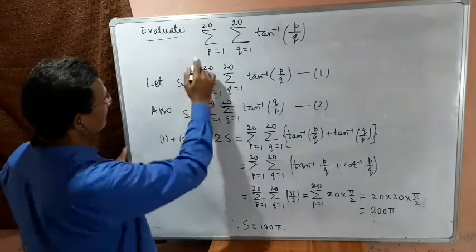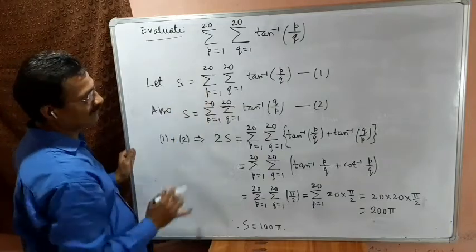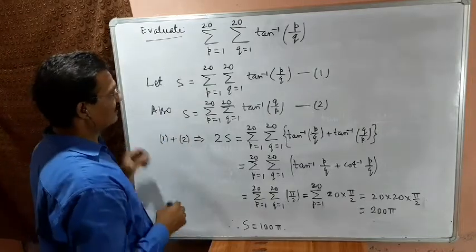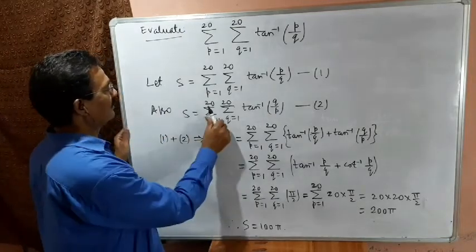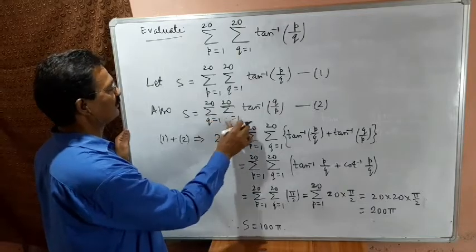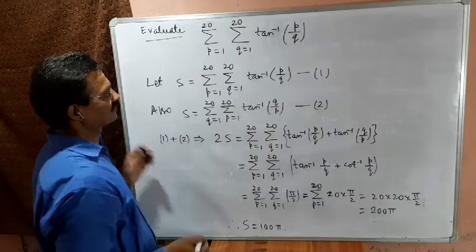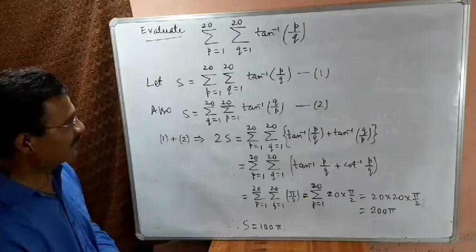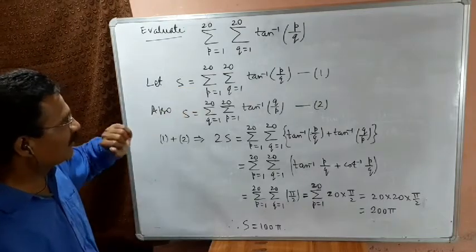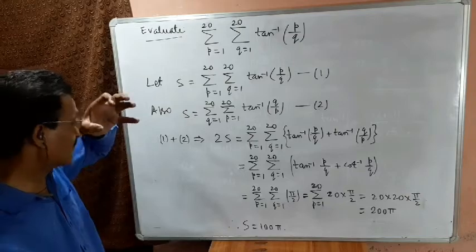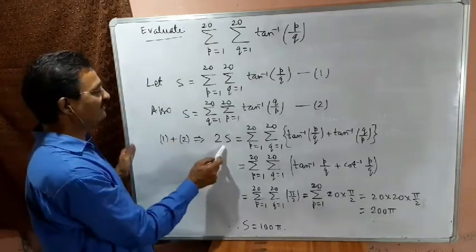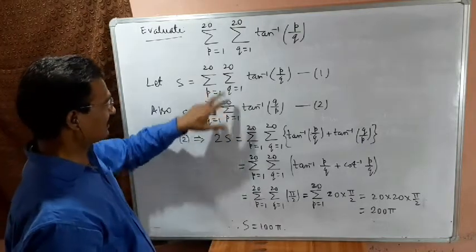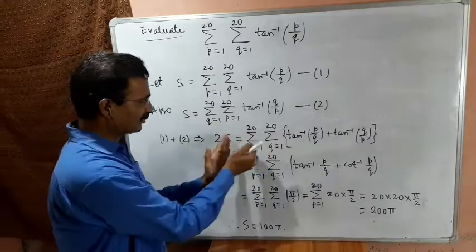Now, let the required sum be S. Then the same S is obtained just by changing P and Q. You may write this Q, this P, both are the same: here P by Q, there Q by P. Both have the same value. Now we add 1 and 2. 1 plus 2 implies twice S, two times the required sum. Both limits are the same, therefore I have taken the sigma common.